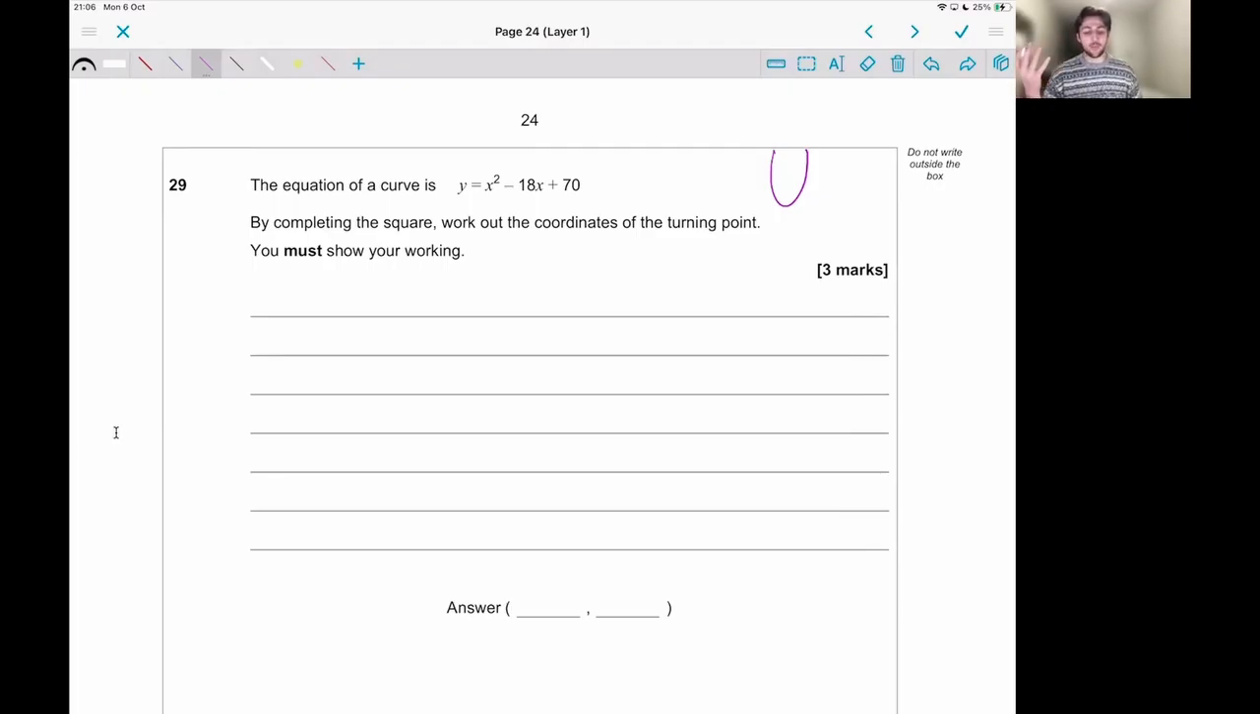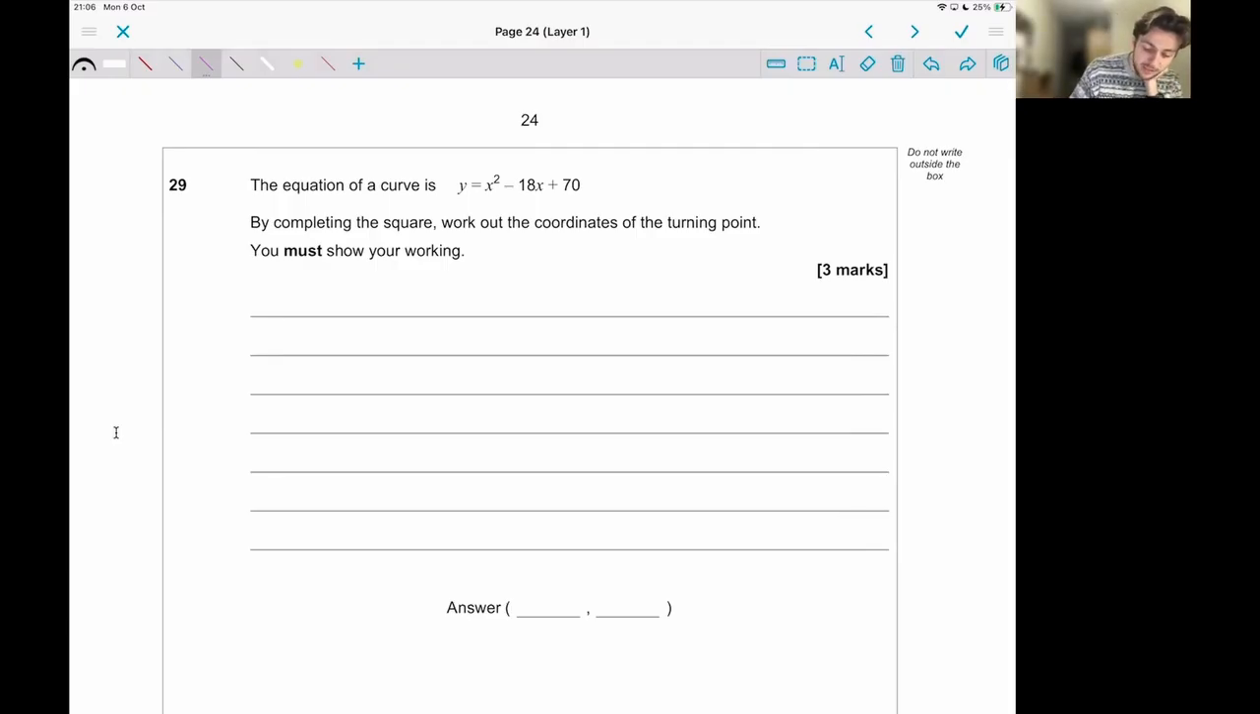And then it's just a question of where is it going to be on our axes? Is it going to be like that or what? So we're going to look for the turning point. How do we work out the turning point? It says completing the square, work out the coordinates of the turning point. What does completing the square mean?